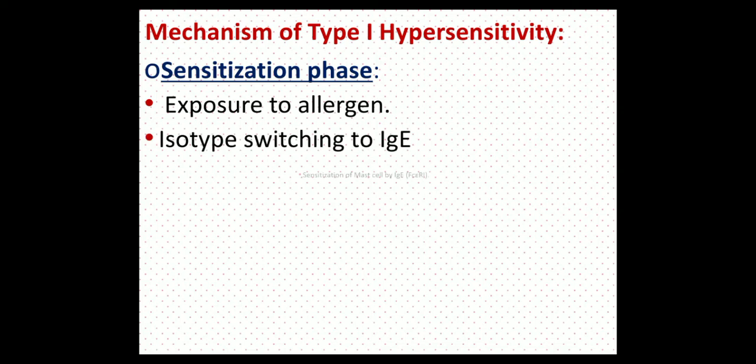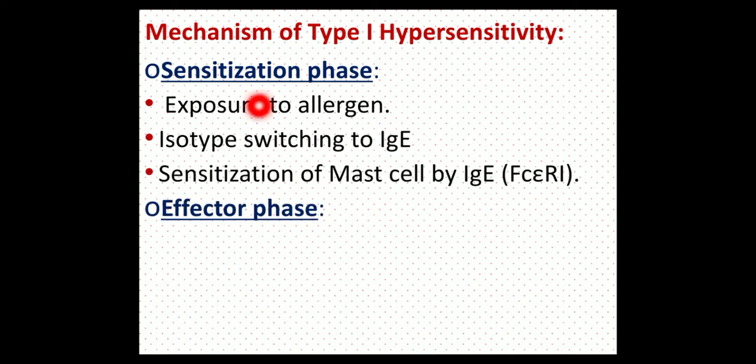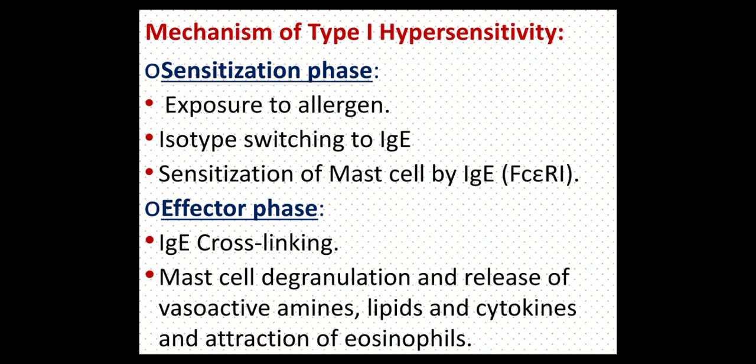Okay, the first phase is the sensitization phase. As we have already said, sensitization phase includes exposure to allergens, then isotype switching to IgE, sensitization of mast cell by IgE. Guys, these points will be clearer in the big picture diagram we will discuss in a few seconds. And the effector phase is the IgE cross-linking phase, and the mast cell in this phase degranulates and releases vasoactive amines, that is histamines, lipids, that is leukotrienes, and cytokines, and attraction of eosinophils occurs here.